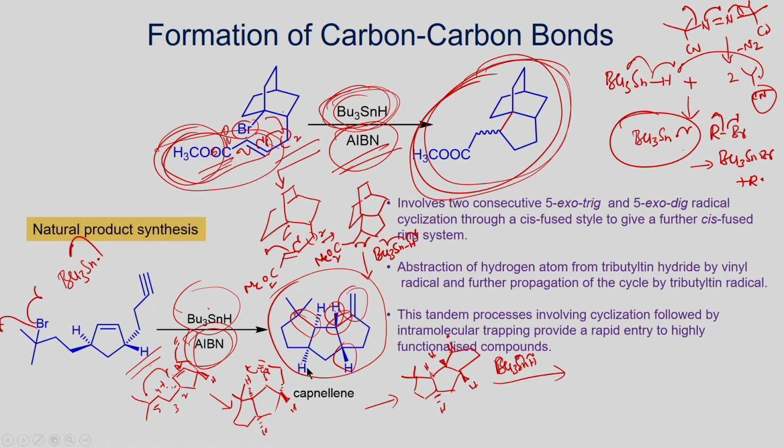You can see here the radical reaction finds wide applications. For example, if you have this kind of substrate which can be cyclized through a tandem pathway, then you will be able to get this tricyclic scaffold stereospecifically.